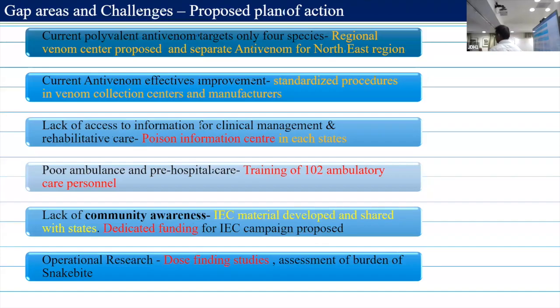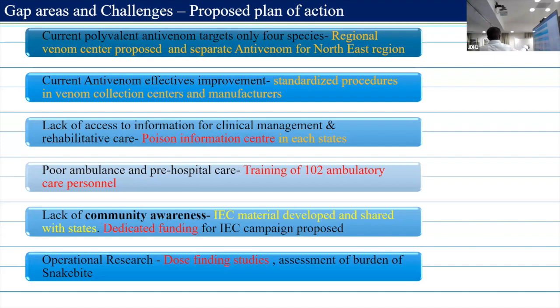First is improving the quality of the current polyvalent antivenom. As I mentioned, we are going to do it through regional venom centers, and as you know, the venom is mainly collected through the Irula society located in Tamil Nadu. So we will be giving them training, and they will be made mandatory to provide the certificate of analysis. And secondly, another part is the antivenom for the range restricted species. For that, we will be having a separate antivenom for the northeast region.